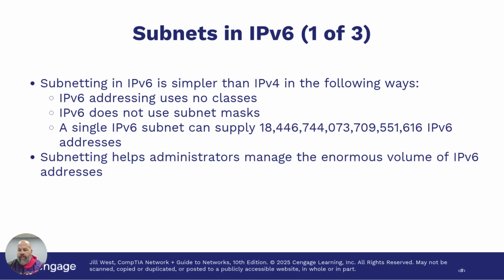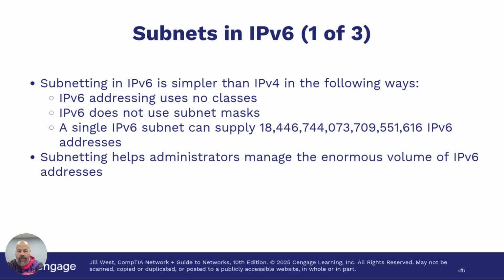The good news is that subnetting in IPv6 is actually simpler than IPv4. First, IPv6 has no classes, so we're not stuck with that rigid system. Second, it doesn't use subnet masks. Instead, it uses prefix notation. Third, a single IPv6 subnet can supply over 18 quintillion addresses.